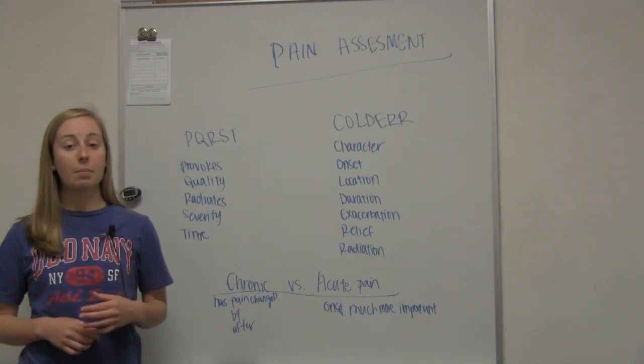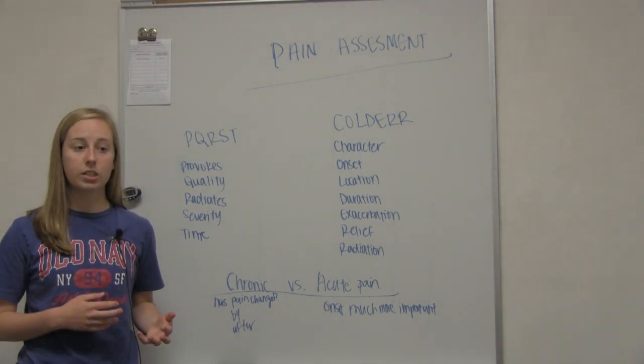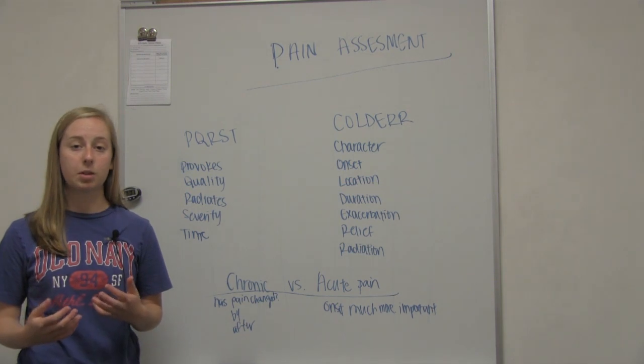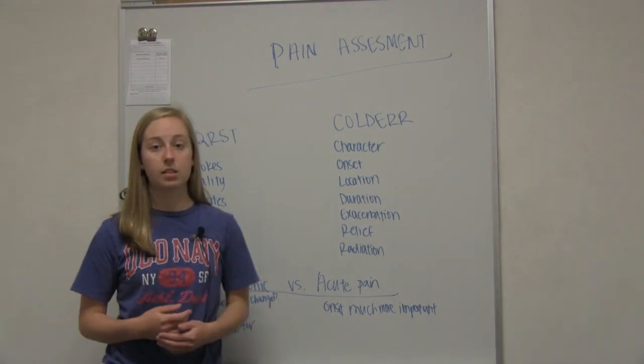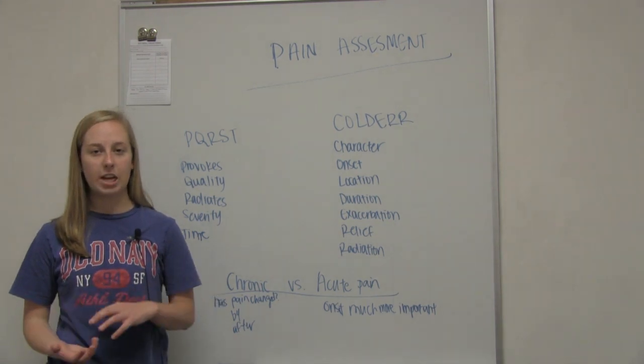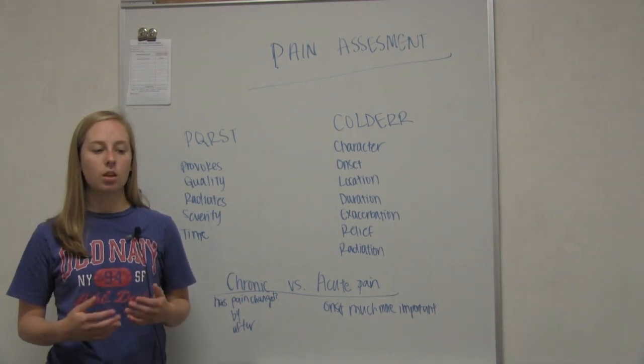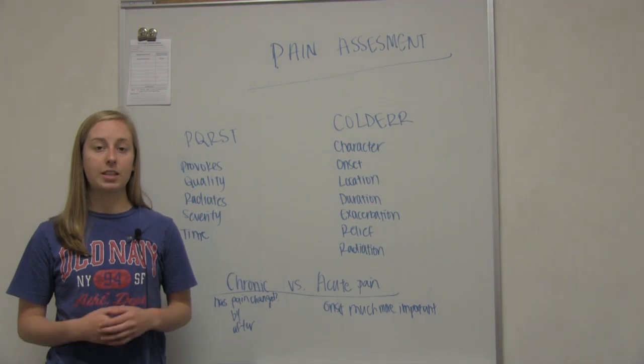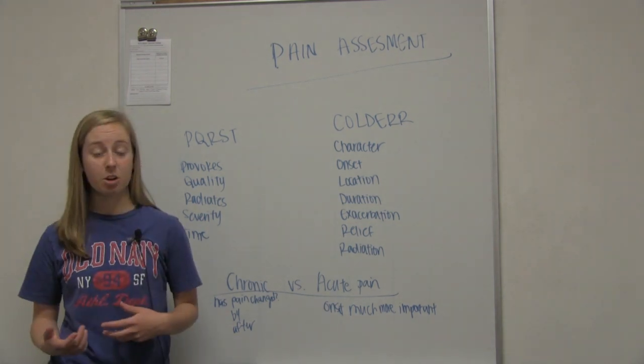So when you've got a patient with chronic pain, it's important that you assess it a little bit differently than somebody with acute pain. With acute pain, the onset is a lot more important. With chronic pain, what's more important is when did it start changing? When did the pain become a little bit different? These patients lots of times will have like a diary of their pain.